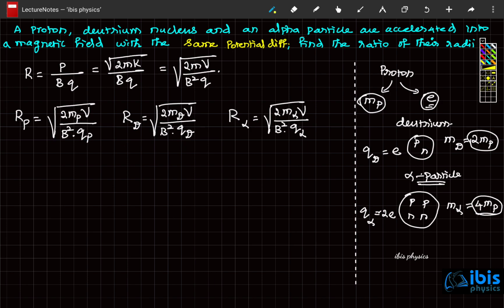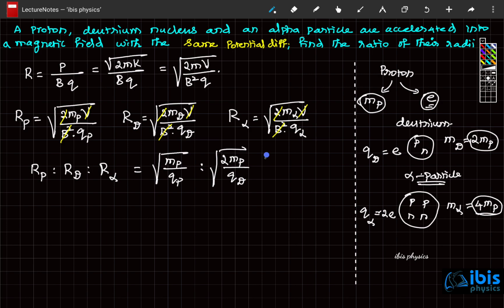When you write all these three, the common things will be cancelled: the same potential difference and the same magnetic field. So the radius of the proton to the radius of the deuteron to the radius of the alpha particle is the square root of mass of the proton by charge of the proton, to root over mass of the deuteron by charge of the deuteron, but the mass of the deuteron is 2 times the mass of the proton. So let me write 2 times mass of the proton by charge of the deuteron, to root over mass of the alpha particle, which is 4 times mass of the proton, by charge of the alpha particle, which is 2 times the charge of the proton. The charge of the deuteron is the same as that of the proton, so the proton's charge is also E.